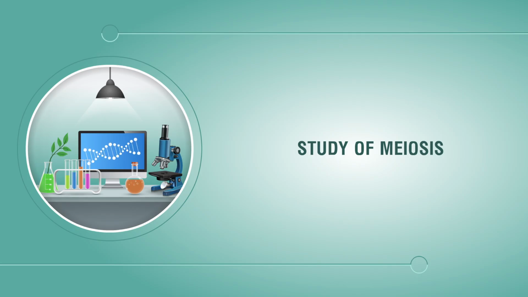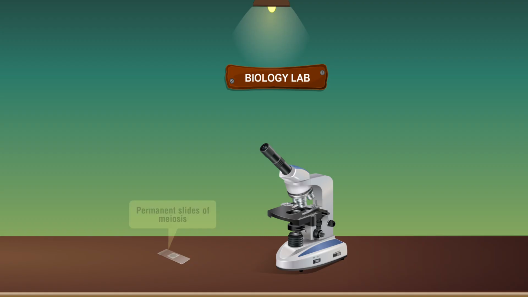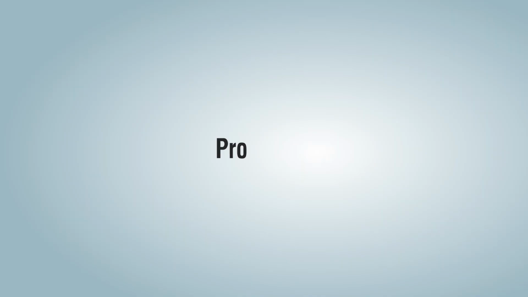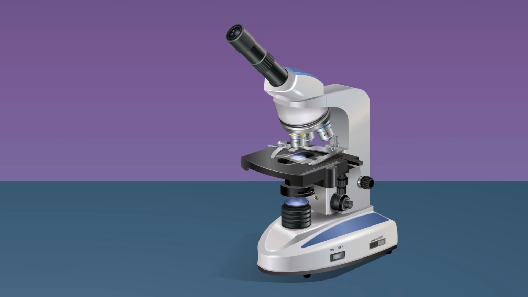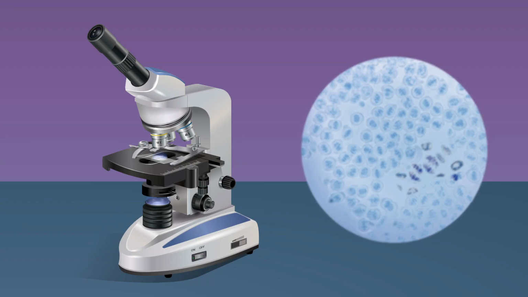Study of meiosis. Materials required: permanent slides of meiosis and a compound microscope. Procedure: 1. Place the prepared slide on the microscope stage. 2. Using low magnification, locate the dividing cells. 3. Once the dividing cells are identified, adjust to high magnification for detailed observation.